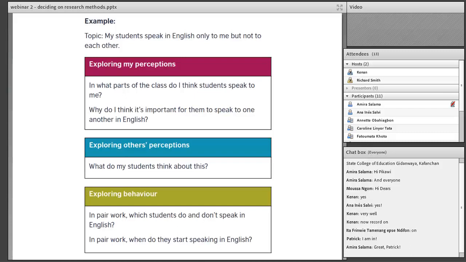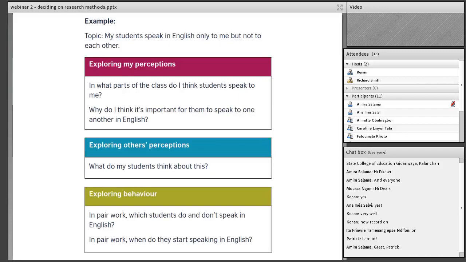At least they were talking in English to her when she asked them questions, but she wanted them to speak more together in pairs or groups. So of course, maybe her overall hope or question was like, how can I get my students to speak more to each other? So certainly that's a kind of research question.